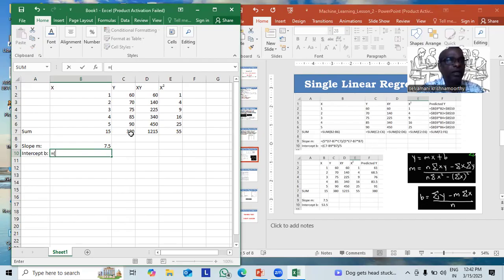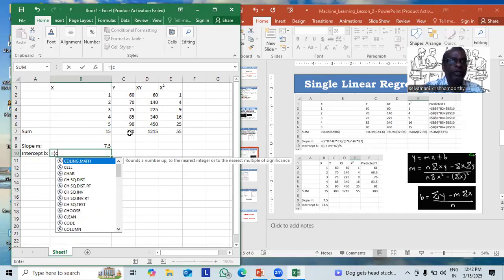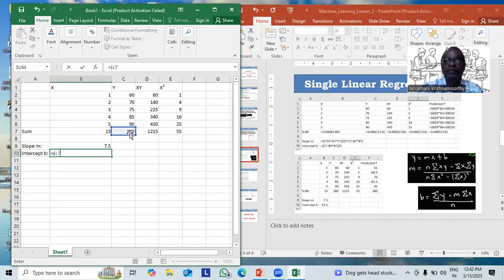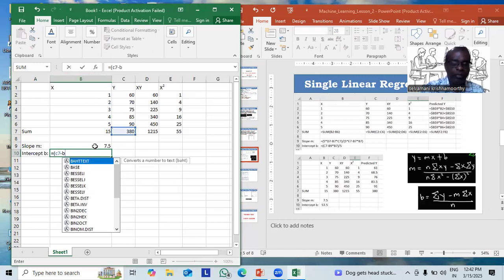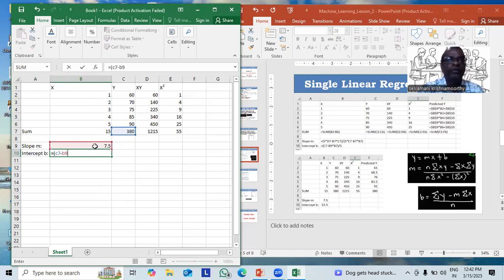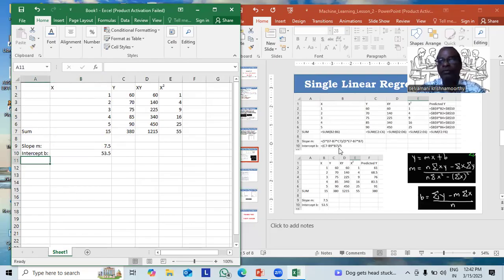Sigma y is available under C7, minus m, which we already found is available under B9, multiplied by sigma x, which is available under B7, divided by number 5. N means number 5. Let me check. The formula is C7 minus B9 multiplied by B7 divided by 5. So I got the intercept, that is 53.5. So far no problem.